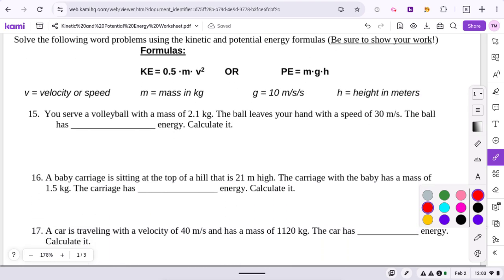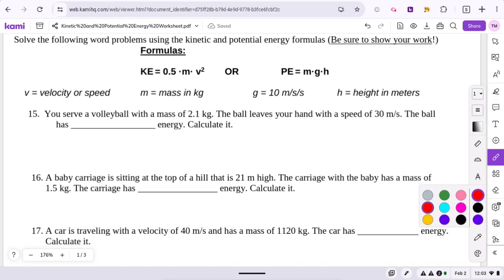Then for the next few problems, you're going to use these equations. This one for kinetic, this one for potential. I am going to change the gravitational to the more accurate 9.8. For whatever reason, they rounded it up to 10. And just look for these key representations. So V for velocity, M for mass, G for gravitational acceleration, and H for height in meters. So, for example, with number 15.